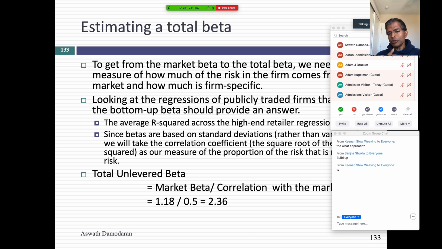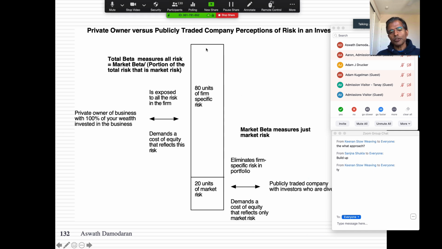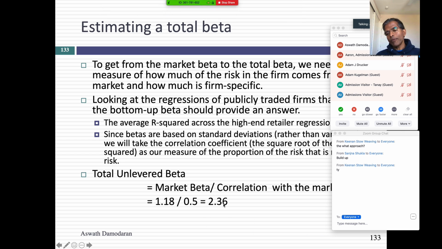So here's what I'm going to do. Think of it as an algebra problem. If you're a diversified investor looking at a high-end retailer, the beta you will see is 1.18. But if you're an undiversified investor looking at exactly the same business, you're going to see that beta. But remember, only half the risk in this stock is market risk. You're going to say, look, I want to be rewarded for the remaining half. So if you think in terms of an algebra problem, I'm just scaling up the beta to capture the units of firm-specific risk. And that total beta is what I'm going to use in my cost of equity.